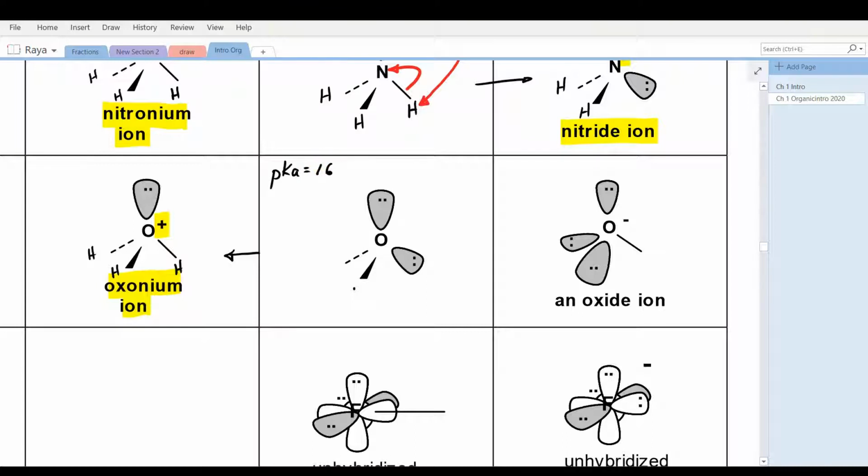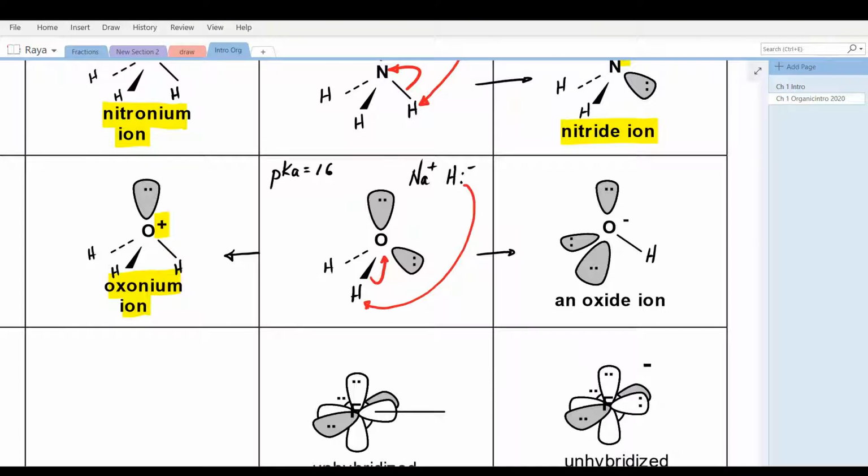Let's react it with our really strong base, sodium hydride, and let's put some hydrogens on here. So a really strong base reacting with this weak acid. The base donates a pair of electrons to the hydrogen ion. The pair of electrons stays behind, and we form the structure on the right, which you may recognize as hydroxide.